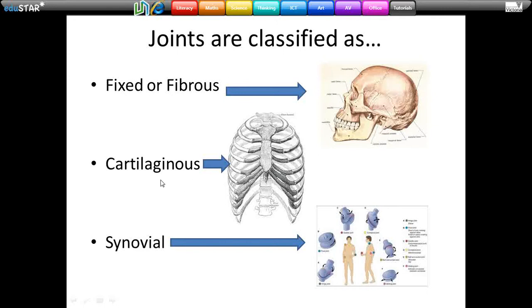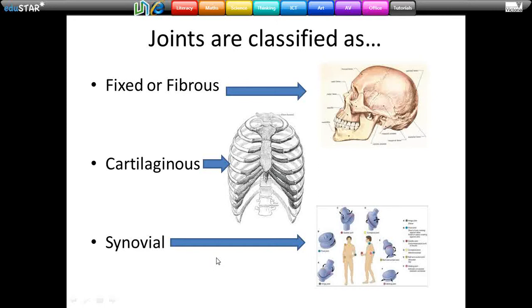The second type of joint is a cartilaginous joint, and a cartilaginous joint is a sort of a mixture between a fixed and a freely movable joint. So it's got a little bit of movement, limited movement, and that's for things like the ribs, where it still needs to provide a fair bit of protection for your major organs like your heart and your lungs, but it needs to be a little bit flexible so that you can breathe. When you breathe in, your rib cage expands, and those cartilaginous joints allow for a little bit of movement.